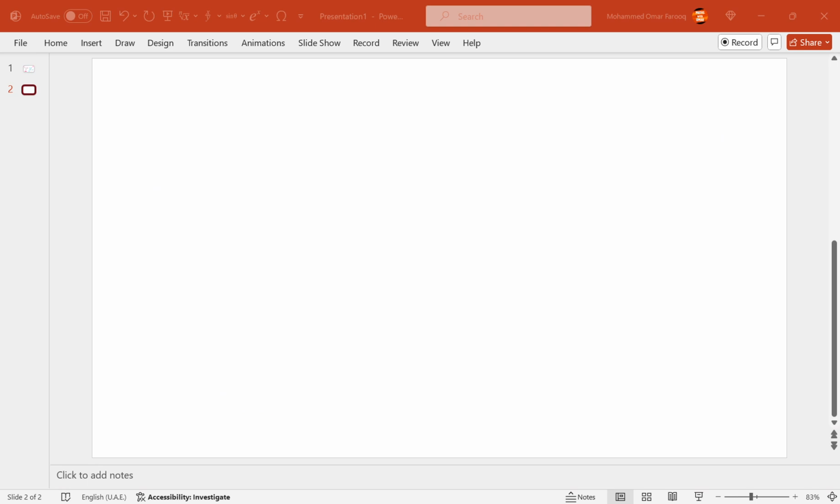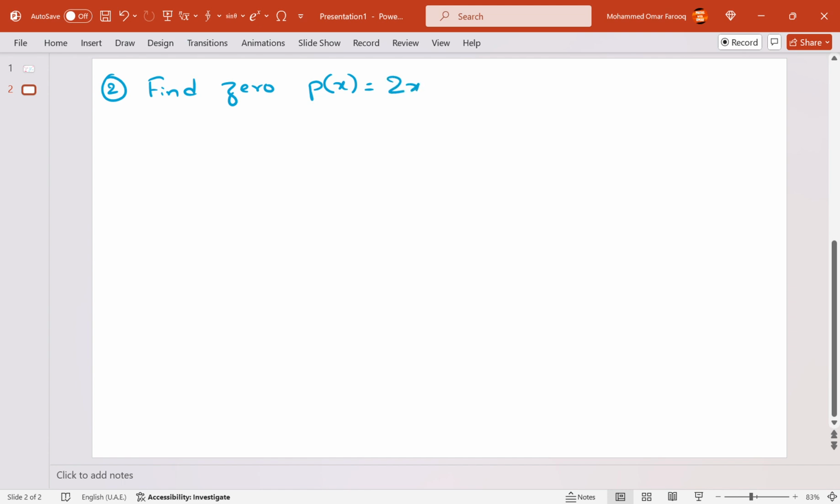Okay. Now the next question is: find the 0 of p of x is equal to 2x minus 7. I hope you are able to see it, right? So find the 0 of p of x is equal to 2x minus 7. See, we get 0 when the value of the polynomial becomes 0. So equate the given polynomial to 0. 2x minus 7 is equal to 0.